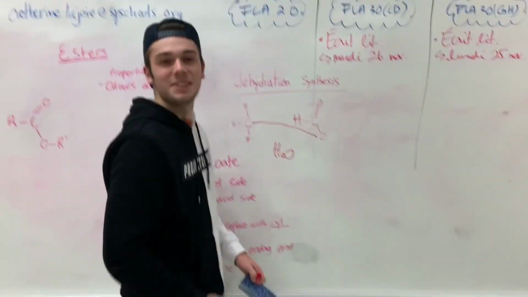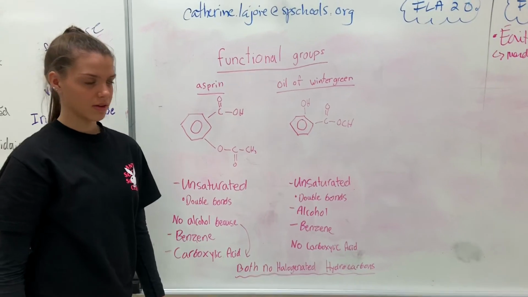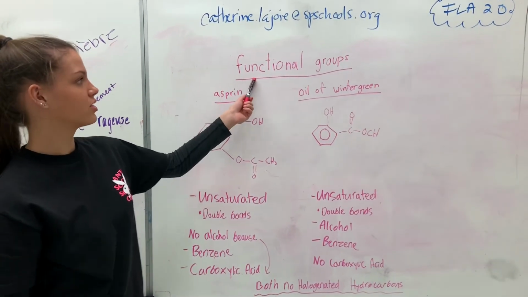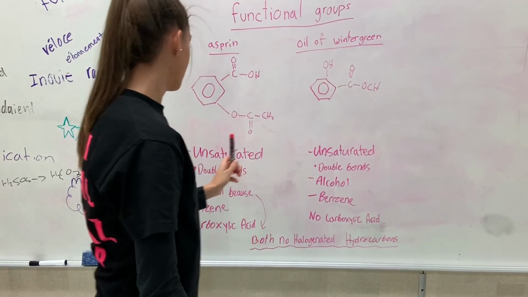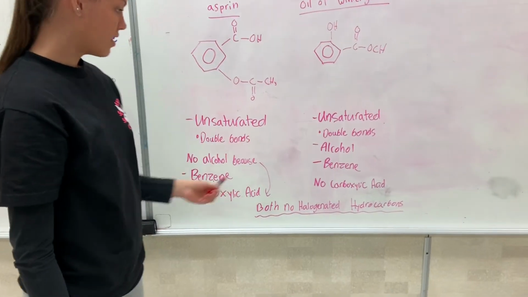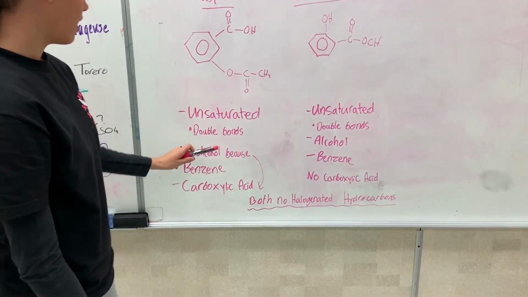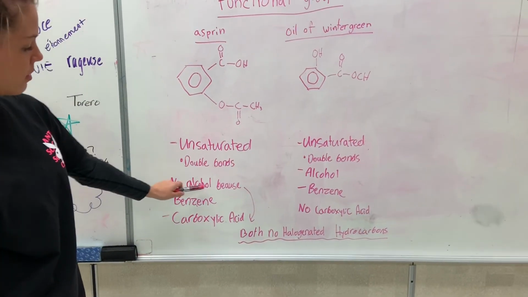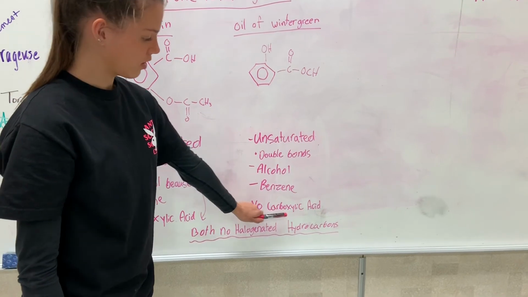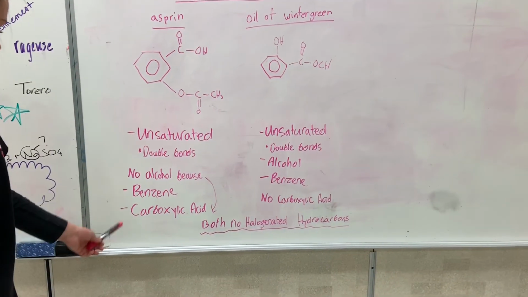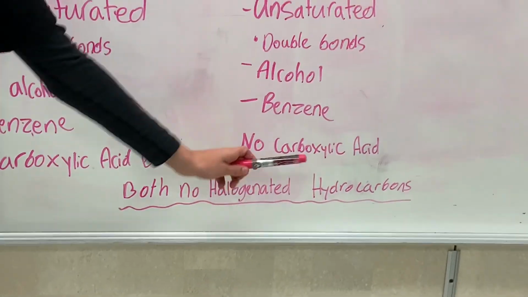And yeah, that's all. Okay, so now we're going to talk about how to compare functional groups. First, we're going to have aspirin and oil of wintergreen. They're both unsaturated; they both have double bonds. The aspirin has no alcohol because of the carboxylic acid, and this one does have alcohol because there's no carboxylic acid. And then they both have benzenes, and they both have no halogenated hydrocarbons in them.